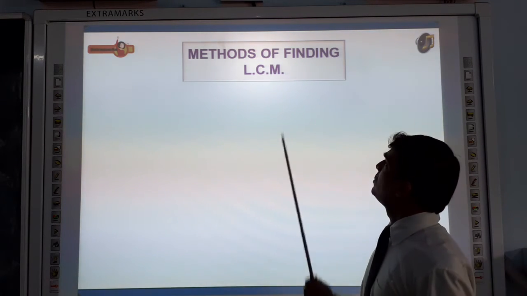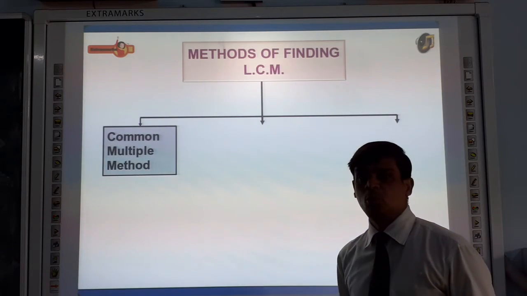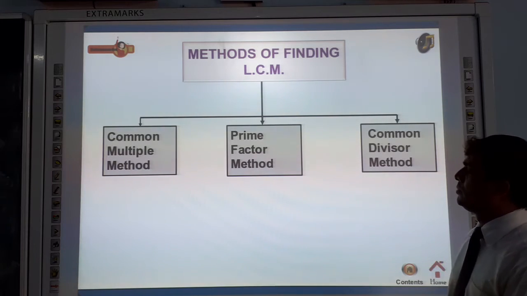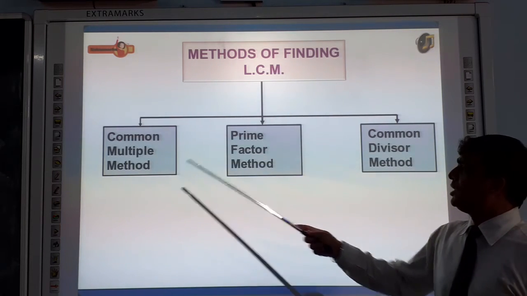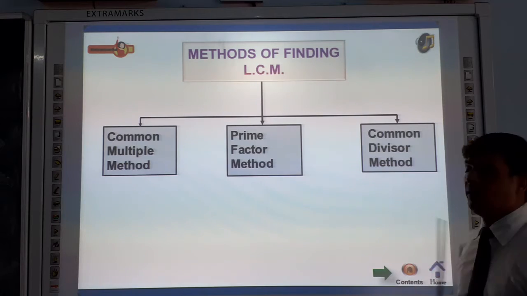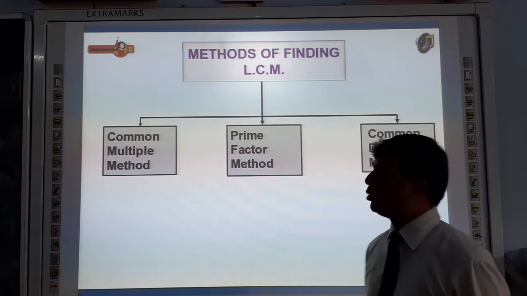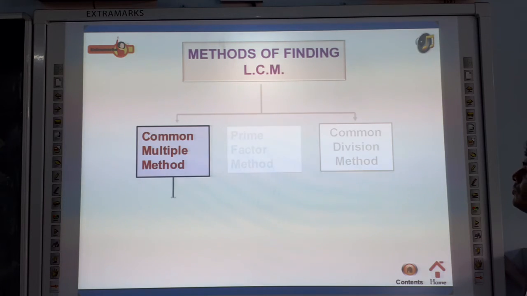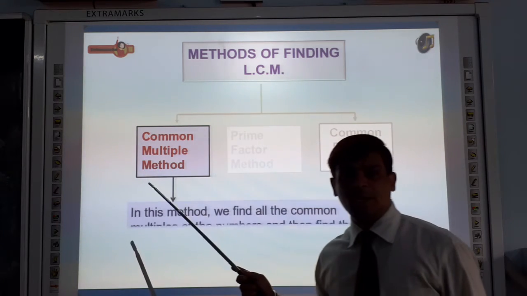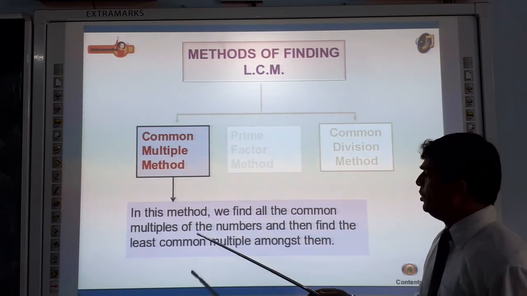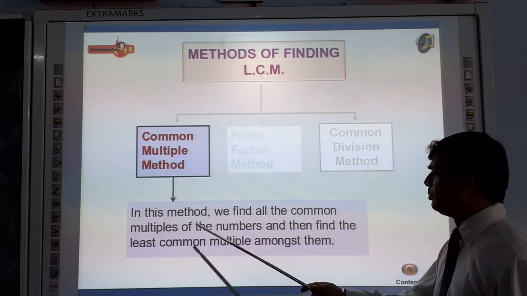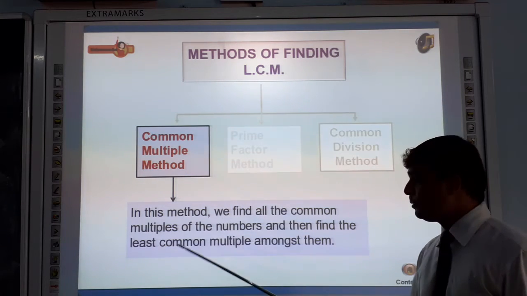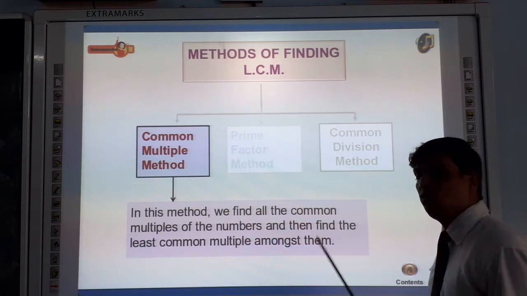Now methods of finding LCM. Look at this. This is a flow chart: common multiple method, prime factor method and common divisor method. Okay student, look at this. First is common multiple method. In this method we find all the common multiples of the numbers and then find the least common multiple amongst them. Okay.